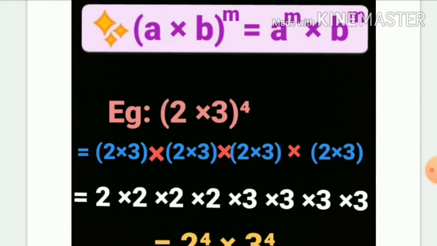This is the second time, multiplied by that bracket again, and multiplied by that bracket again. So how many times will that bracket come? 1, 2, 3, 4. Why? Because the index is 4.